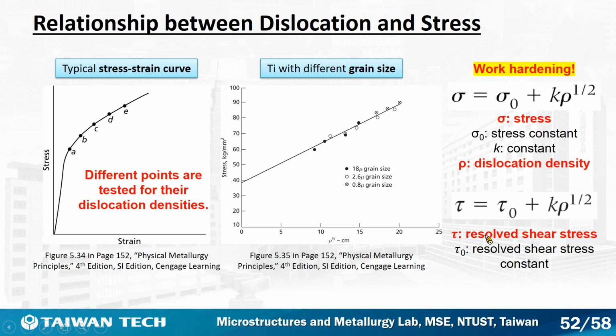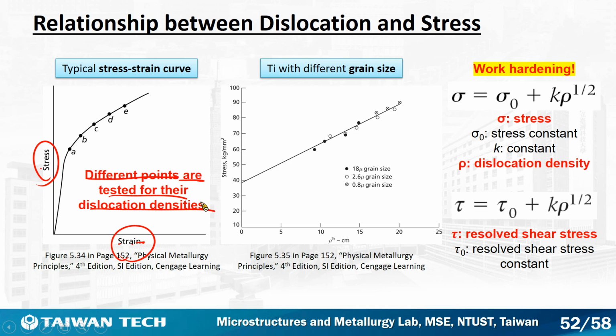Now let's see the relationship between dislocations and stress. This is the typical stress-strain curve, right? With different strains, we choose different regions here, so different points are tested for the dislocation density. As we learned before, when we apply stress to materials, plastic deformation will occur, and then the dislocation density will increase.